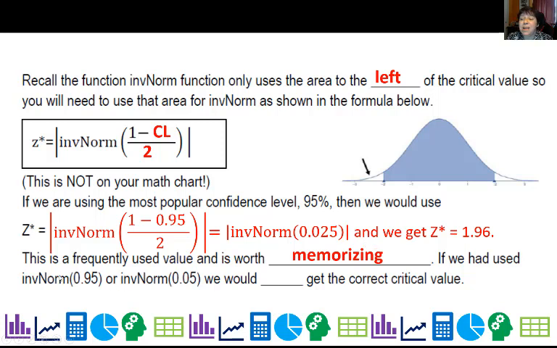And note that it's not inverse norm of 0.95 or inverse norm of 0.05. It has to be this 1 minus 0.95 over 2. It would actually work if you did inverse norm of 0.975. Why? Well, we have 0.025 here, 95% in the middle, so 2.5% here, 95% in the middle. So on the left of this z value, it's 97.5%. But honestly, this shortcut works pretty well. Remember, you will get a negative when you do it. All right, so don't use just the confidence level or 1 minus the confidence level in inverse norm.